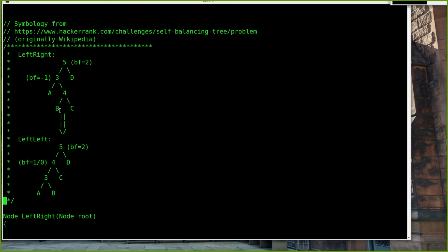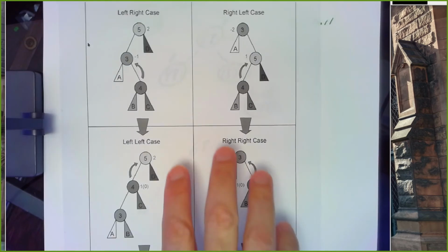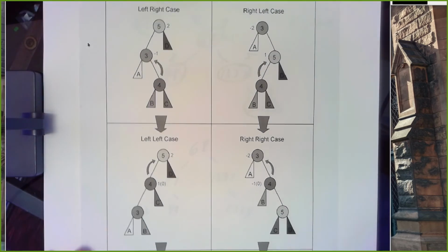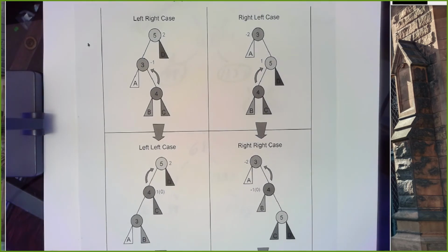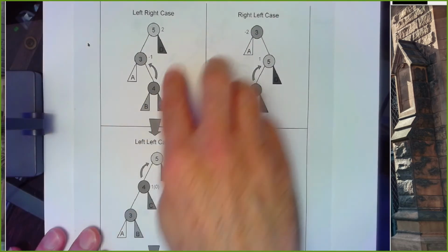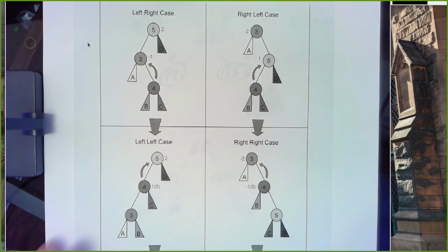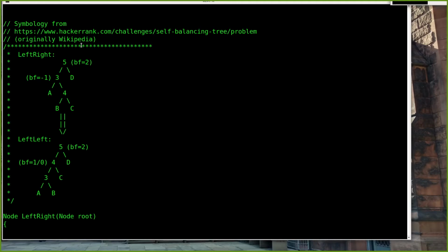All right, and then using the symbology from this, which originally came from Wikipedia, but it seems to have been replaced by other pictures. But using this notion of 5, 3, 4, A, B, C, D, here's what my left-right manipulation looks like, right? This is a balance factor of 2, this is a balance factor of -1. We want to turn this into that.